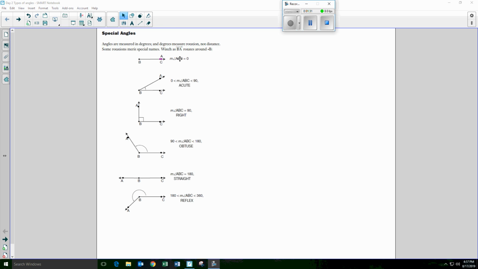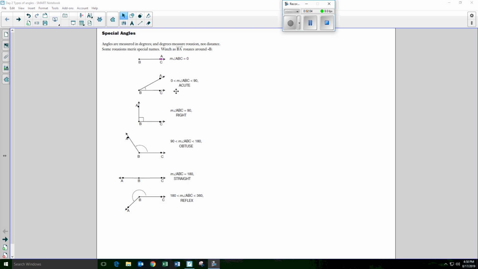Remember, the middle letter is always your vertex letter. Remember, they're all capitalized as well from last lesson. No lowercase letters for points. So a 0 angle: you have point A here. It goes in one direction to point B and comes back in the same direction. That means 0 degrees. The C could be in here, the C could be way over here. As long as it goes to the vertex and comes back in the same direction, that's 0 degrees.